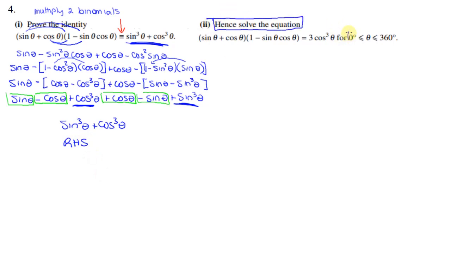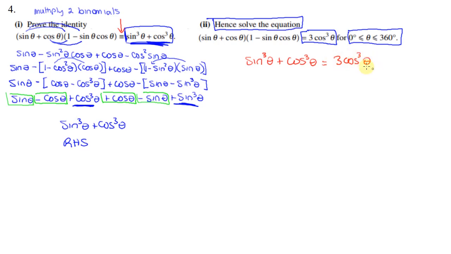Now, we've got to solve the equation. What we're going to do is take what it's equal to and then add what they want us to make it equal to. So we're solving this equation: sine to the third plus cosine to the third is equal to 3 cosine to the third. Well, first thing, let's combine like terms, and so let's subtract 3 cosine to the third on both sides. And that's going to give me sine to the third minus 2 cosine to the third, and that's going to equal 0.